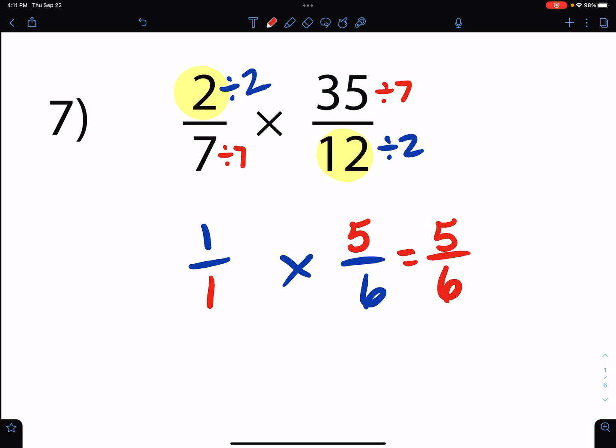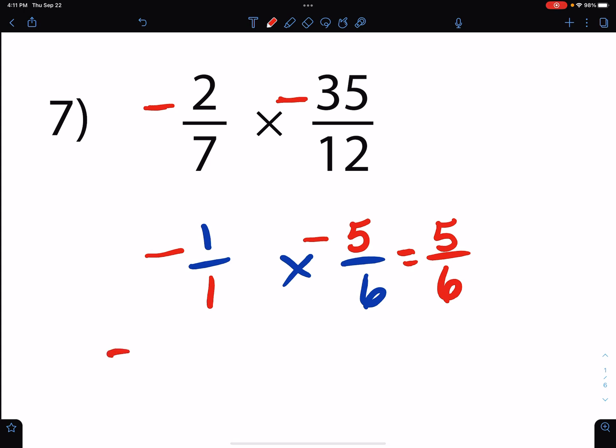Now, why are we doing these review skills? We are doing these review skills because when you hit 7th grade, you are expected to know how to multiply fractions, but you're going to add this situation. Maybe you have two negatives. Maybe this is negative and this is negative. Well, we know that a negative times a negative equals a positive. So in this case, we're good to go.